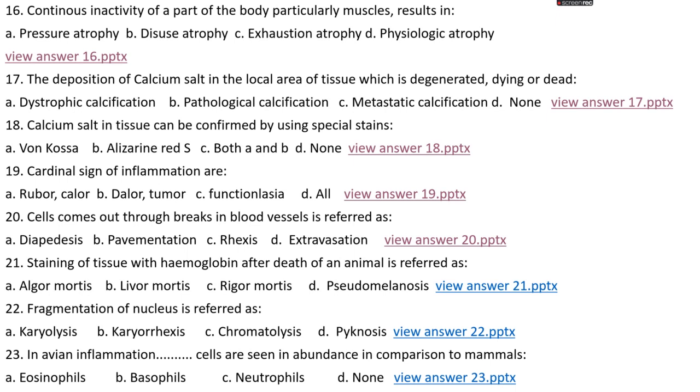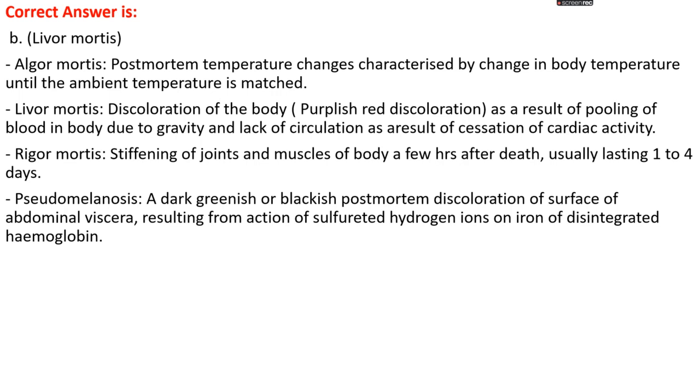Question number 21. Staining of tissue with hemoglobin after death of an animal is referred to as: option A, algor mortis; option B, livor mortis; option C, rigor mortis; or option D, pseudomelanosis. The right answer is option B, that is livor mortis.